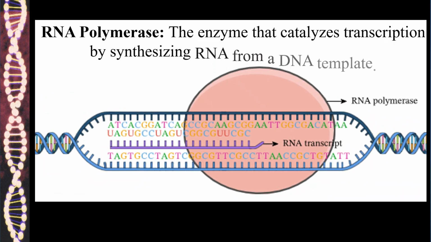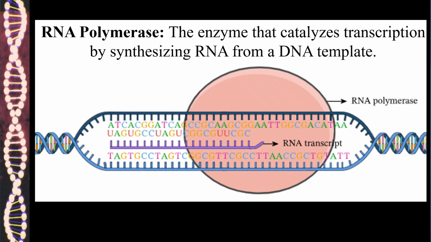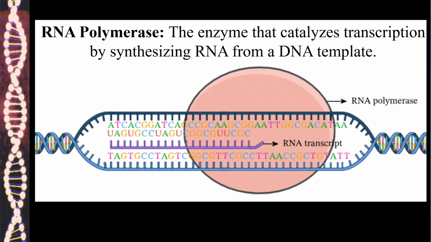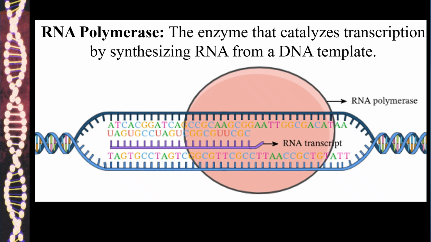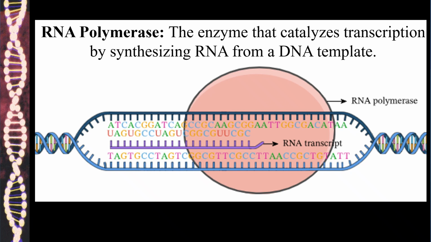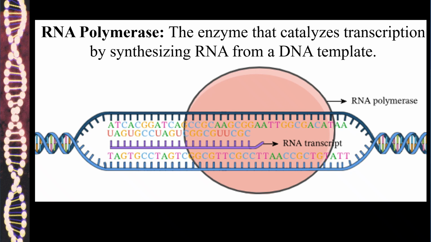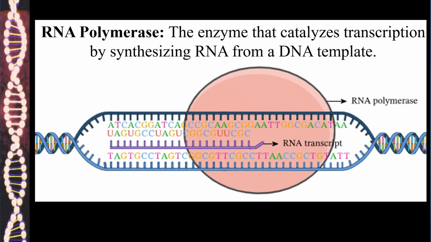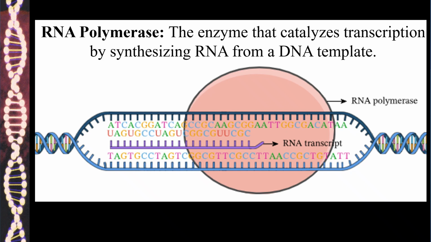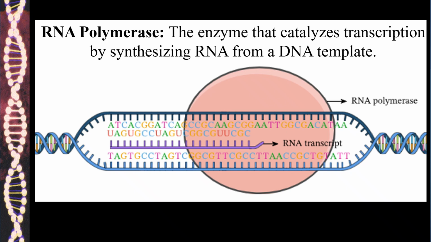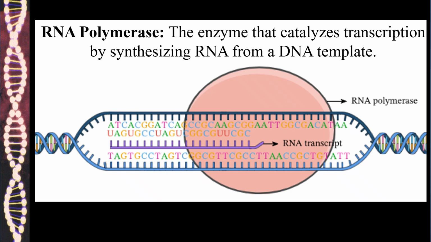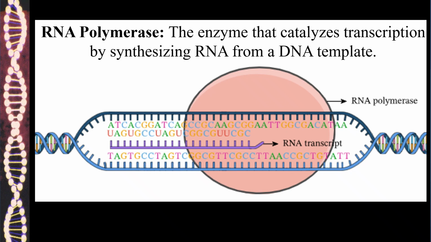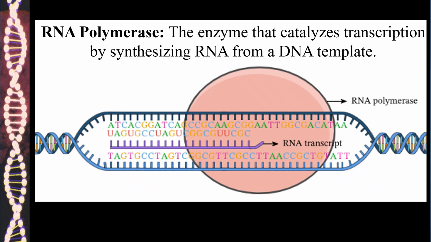There are 3 different types of RNA: messenger RNA, ribosomal RNA, and transfer RNA. In prokaryotes, a single RNA polymerase, this one enzyme, catalyzes all these 3 different types of RNAs, while in eukaryotes, there are 3 different types of RNA polymerases: RNA polymerase 1, RNA polymerase 2, and RNA polymerase 3. That we will study in detail when we study transcription in prokaryotes and transcription in eukaryotes.